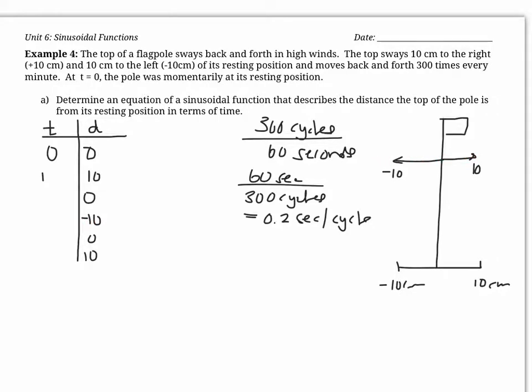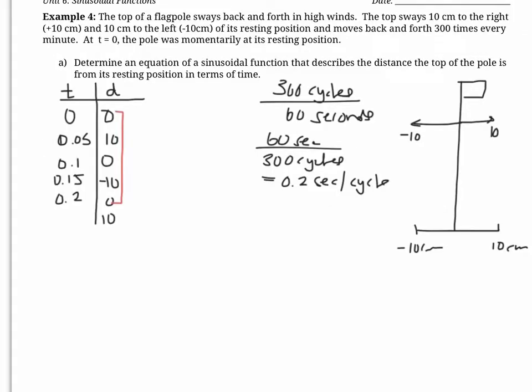So one cycle here is from here to here, which means that this entire thing must take 0.2 seconds. So the halfway point would be 0.1, and half of the halfway point would be 0.05, and that's how we can figure that out. So this must be 0.15.